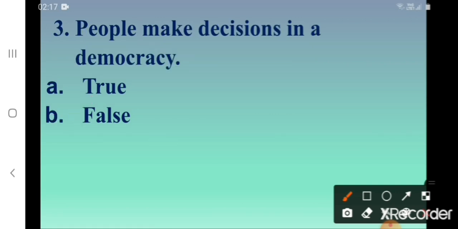Now third one, people make decisions in a democracy. A, true. B, false. What's the correct answer, children? Yes, A, true. Very good, children. People make decisions in a democracy. It is the correct statement.